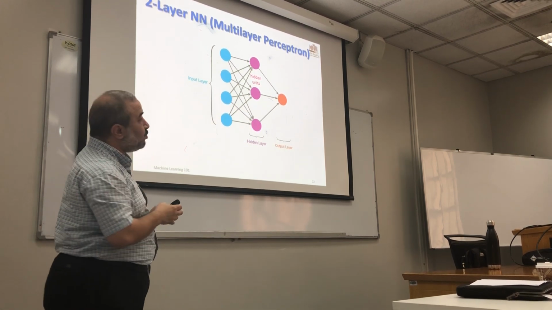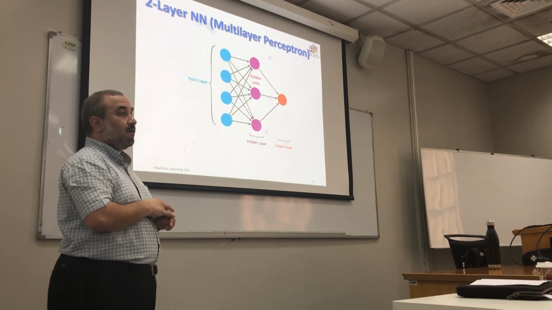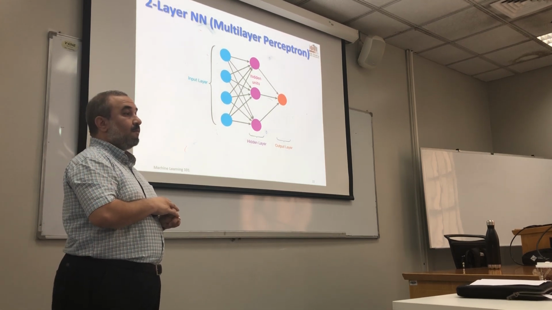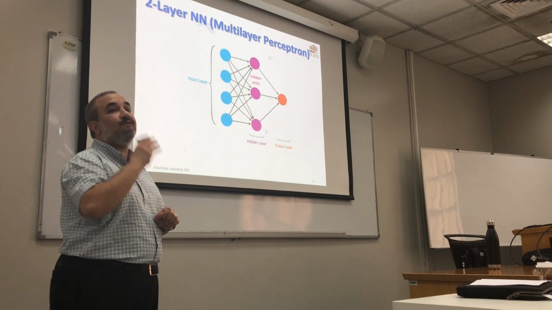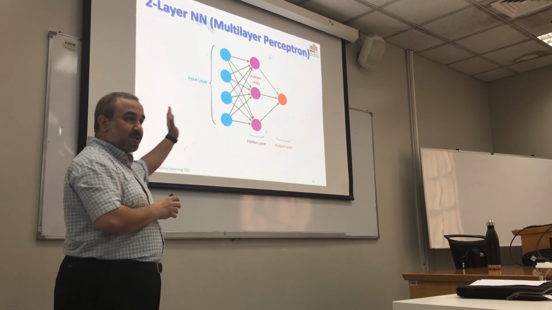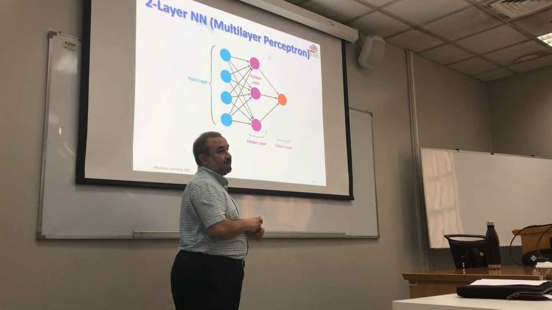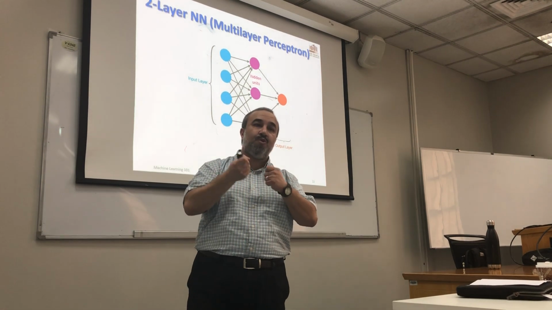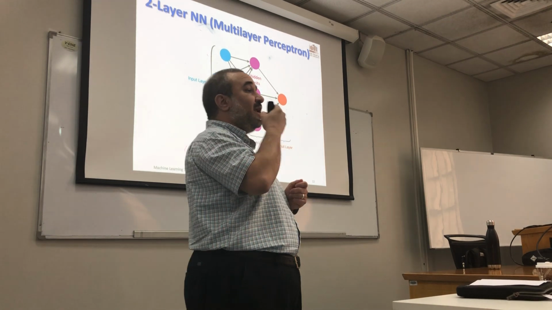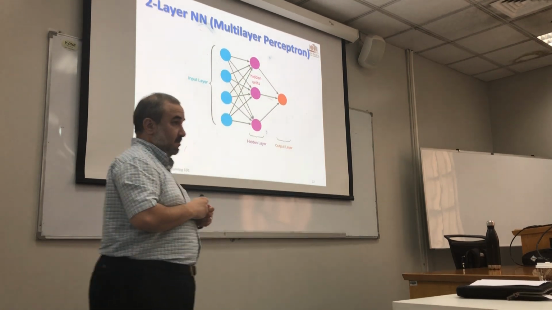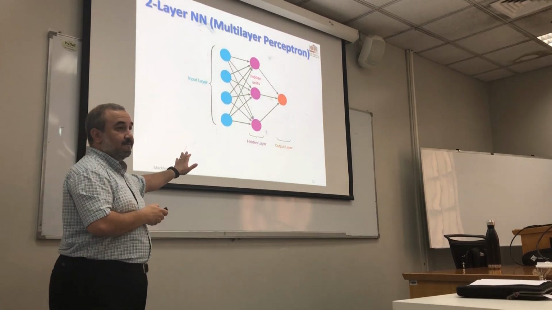Okay? So this is called 2-layer neural network. Why is that? Yes, because it has 2 layers of weights. Although it actually has 3 layers: input layer, output layer, and hidden layer. But we call it 2-layer neural network because we have 2 layers of weights. Okay? Is that clear so far?